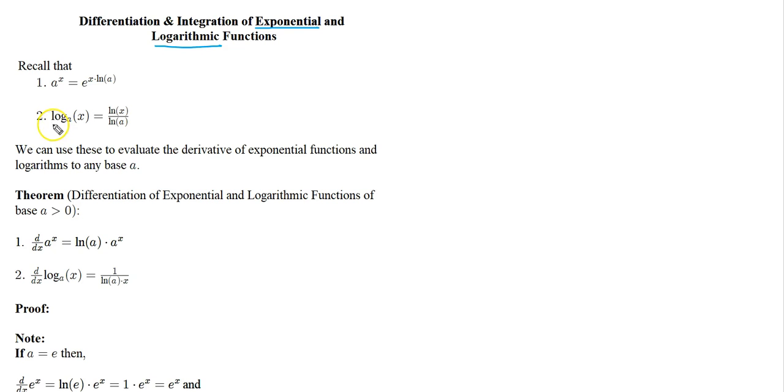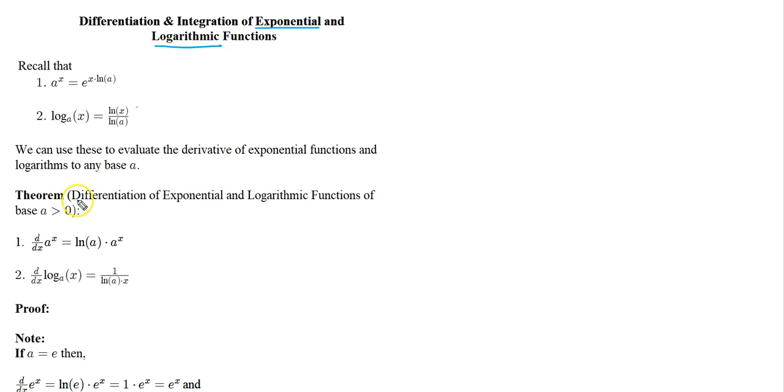And the logarithm to the base a of x can be written as the natural logarithm of x divided by the natural logarithm of a. So remember, these are both logarithms to the base e. So what we can do is use these two formulas to evaluate the derivative of a to the x and log base a of x for any base a.